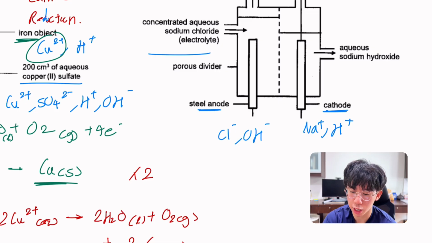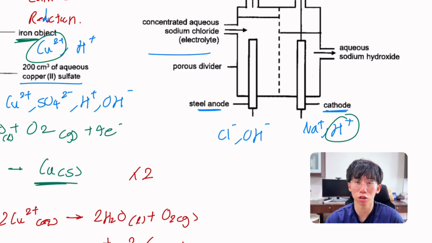Based on the ease of discharge, we can tell that the cathode will have H+ that is easy to discharge. At the anode, however, in a dilute solution, OH- will win. But in a concentrated solution, remember, your halogens will typically win. So your Cl- is going to win.